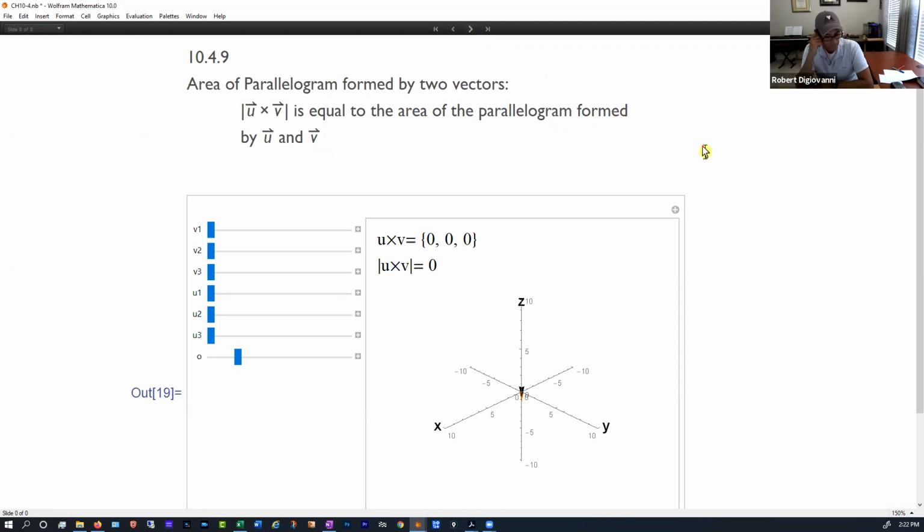All right. Area of a parallelogram formed by two vectors. This is a really cool one. Like we've already talked about, when you take two vectors and cross them, you get this new vector, right? It's perpendicular or orthogonal to both. And that's pretty cool already. But this is just mind-blowing. The length of that vector, the length of the cross product, is equal to the area of the parallelogram formed by the two vectors.